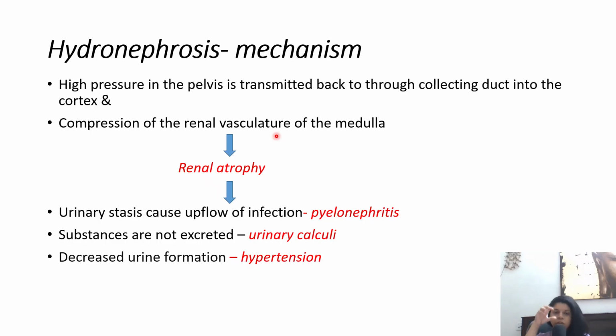And because now urine is in stasis, there is chance of germs or infection, and then bacterial proliferation, so the patient can have pyelonephritis. All the constituents and metabolites in the urine will get accumulated, so the patient can have urinary calculi, and there is decreased urinary formation later on. Because all the urine, being obstructed, will go into the interstitium and then ultimately to your blood, there is more plasma, so you will have hypertension.